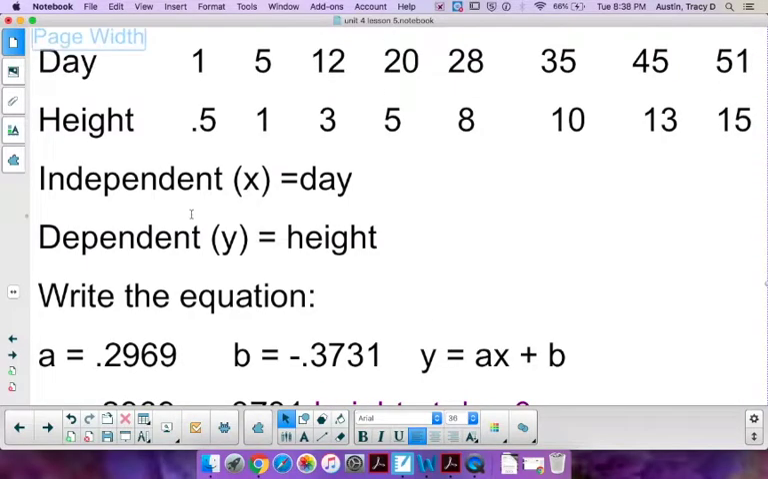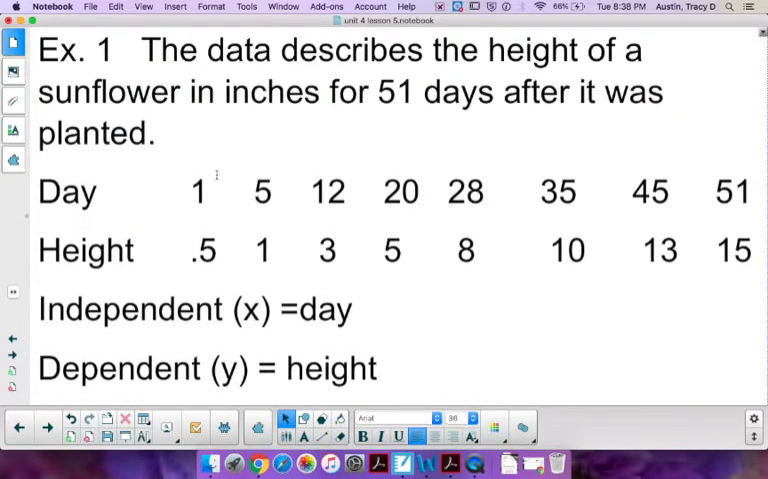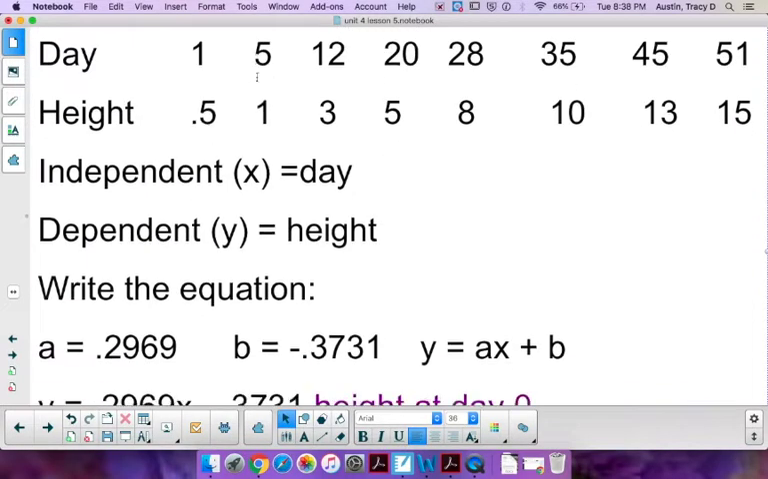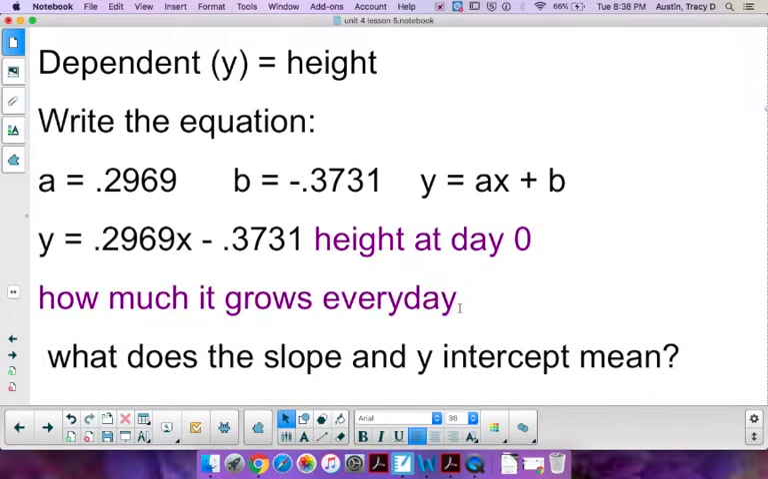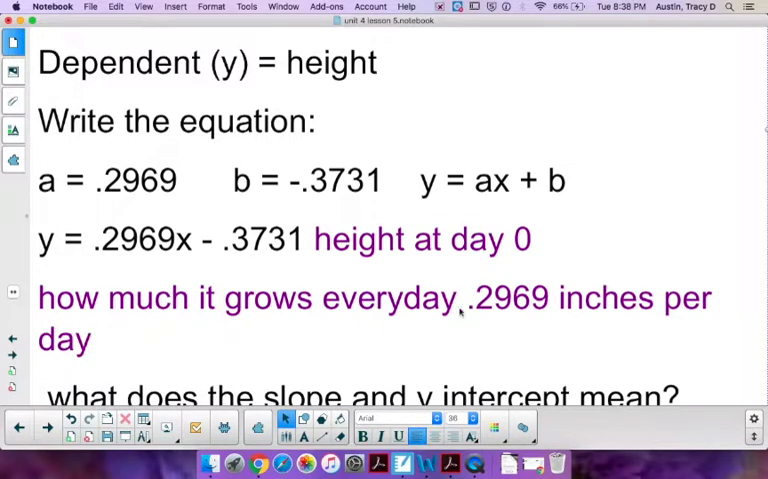0.2969. And do we have any kind of a unit? Oh, it's inches. Okay, so it's 0.2969 inches per day. Right, that's your slope. And it starts out at negative 0.3731 inches.